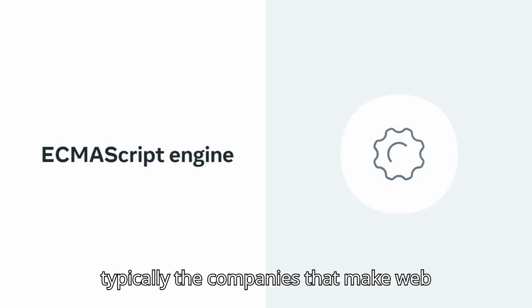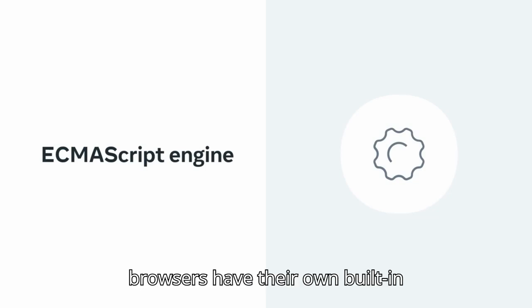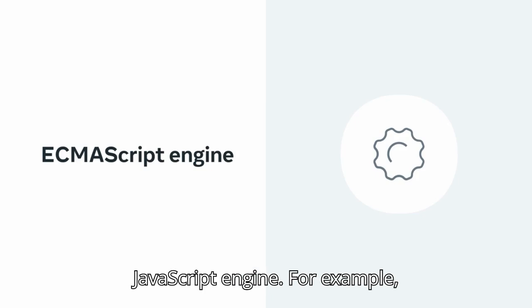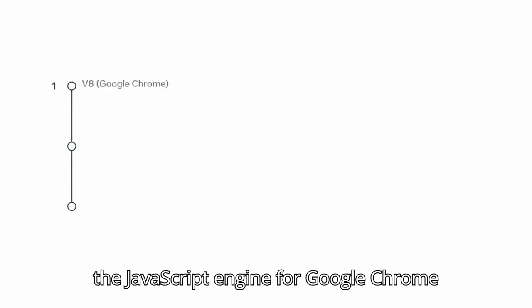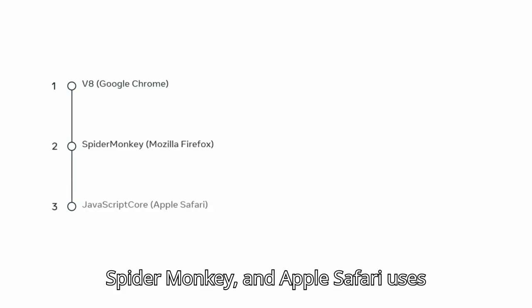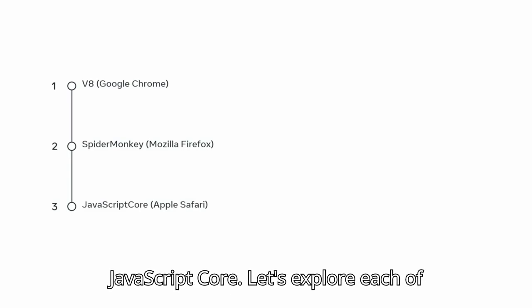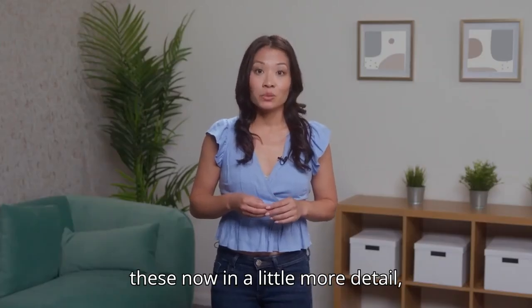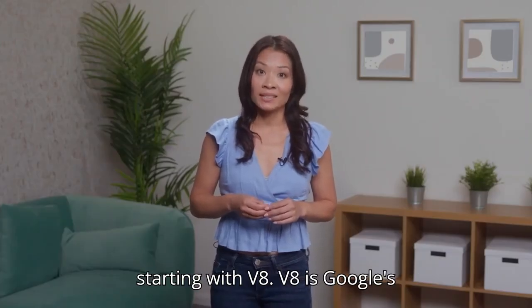The JavaScript engine can also be referred to as the ECMAScript engine. And typically, the companies that make web browsers have their own built-in JavaScript engine. For example, the JavaScript engine for Google Chrome is called V8. Mozilla Firefox uses SpiderMonkey, and Apple Safari uses JavaScriptCore. Let's explore each of these now in a little more detail, starting with V8.